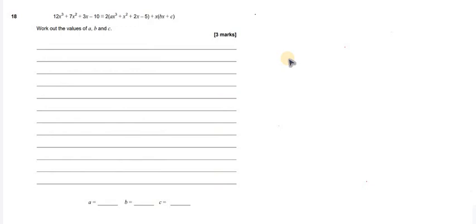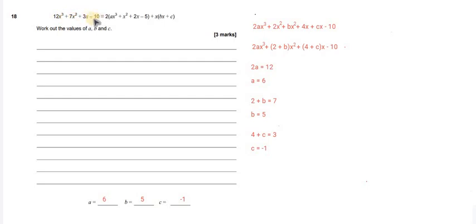Question 18. 12x cubed plus 7x squared plus 3x minus 10 is similar to 2 bracket ax cubed plus x squared plus 2x minus 5 close bracket plus x bracket bx plus c close bracket. Work out the values of a, b, and c. First things first, we have to expand the right and simplify it, and then collect like terms.